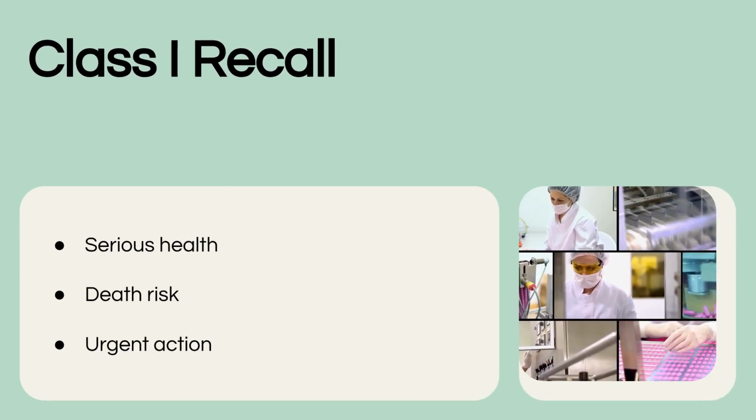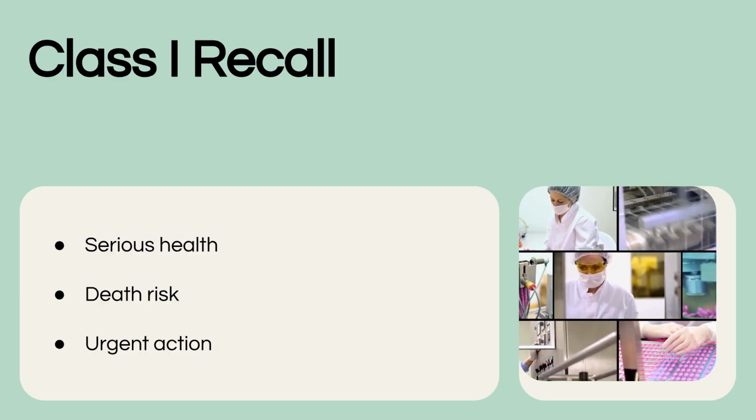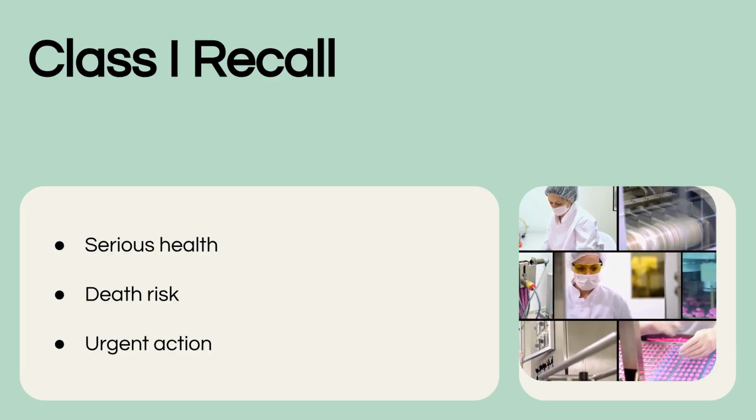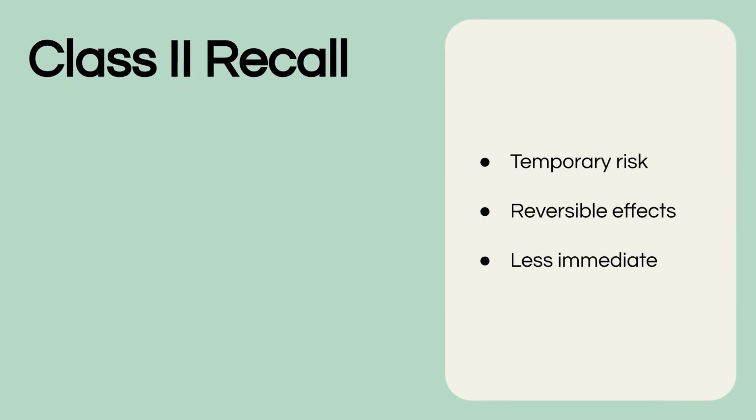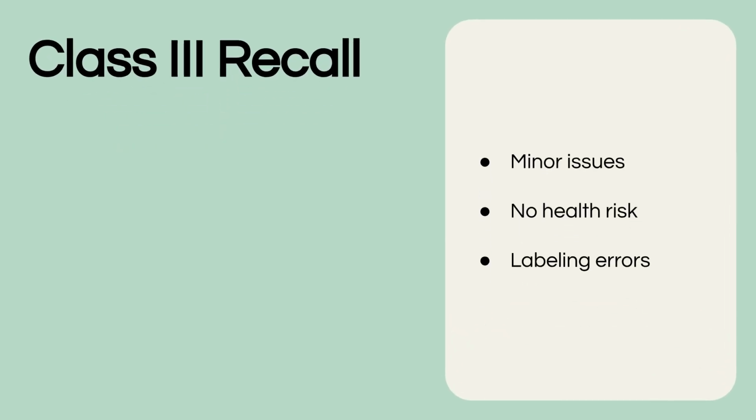Class 1 is the most severe. It involves dangerous or defective products where there is a reasonable probability that use will cause serious adverse health consequences or death. A Class 2 recall involves products that might cause temporary or medically reversible adverse health consequences, but the probability of serious harm is remote. Class 3 is for products that are unlikely to cause adverse health consequences. These are usually technical or minor labeling issues.